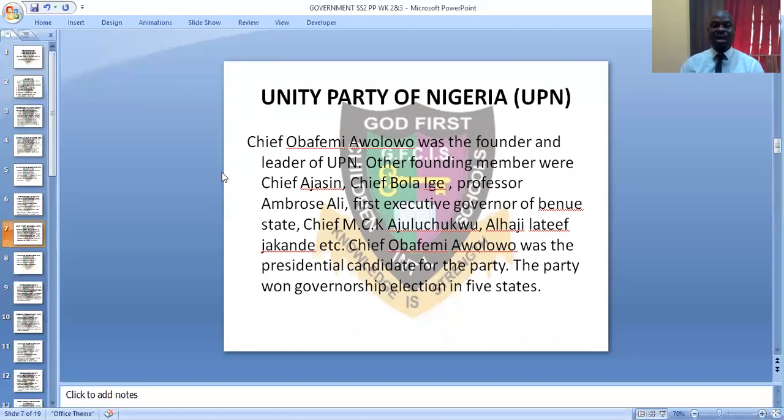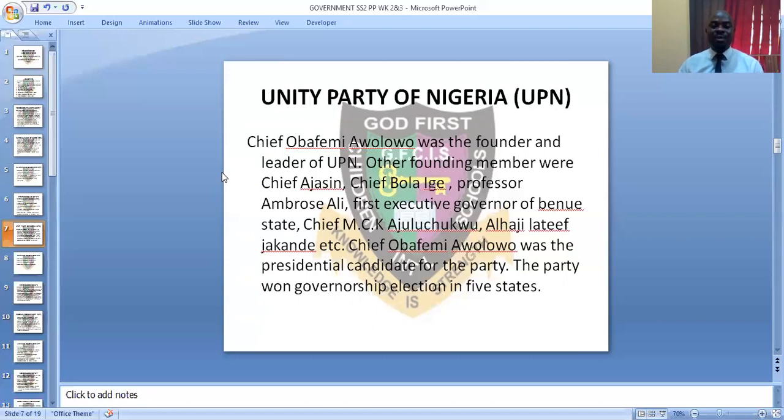that is Unity Party of Nigeria. Chief Obafemi Awolowo was the founder and leader of UPN. We also have some other founding members, which happen to be Chief Ajasin, Chief Bola Ige, Professor Ambrose Ali, and also the first executive governors of Benue State and Lagos State, Chief MCK Ajuluchukwu and Alhaji Lateef Jakande, and so many others.